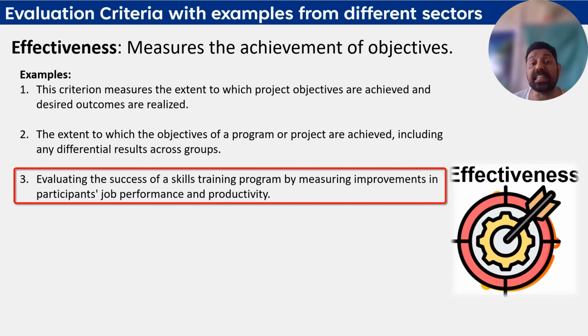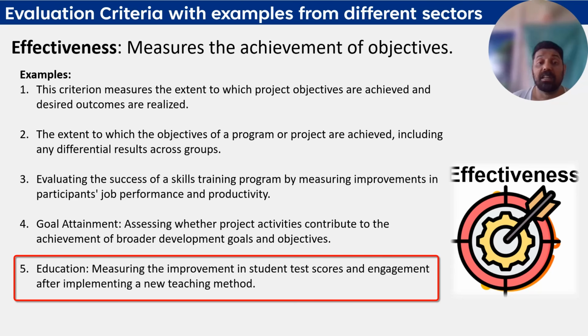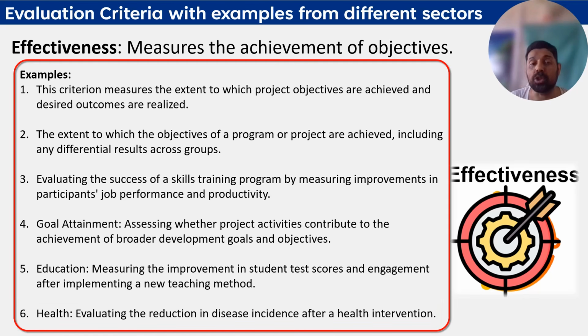Similarly, evaluating the success of a skill training program by measuring improvement in participants' job performance and productivity. Goal attainment, assessing whether project activities contribute to the achievement of broader development goals and objectives or not. Measuring the improvement in student test scores and engagement after implementing a new teaching method. In health, evaluating the reduction in disease incidence after a health intervention. In the effectiveness criteria, you will have to develop questions like these to assess the effectiveness of the project.